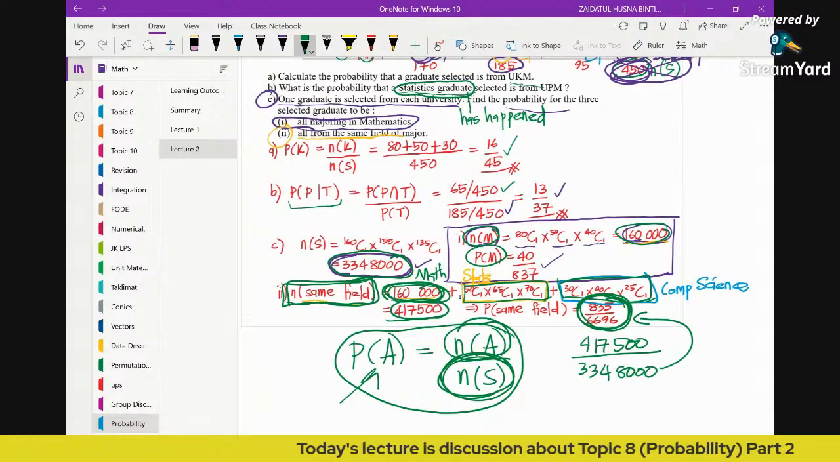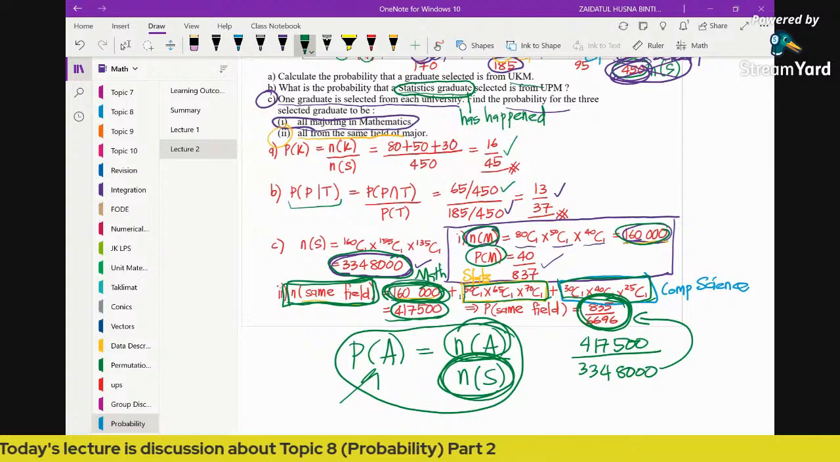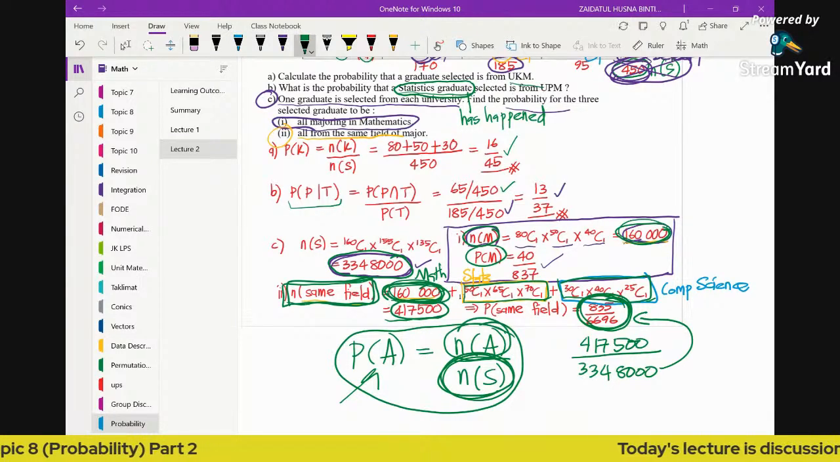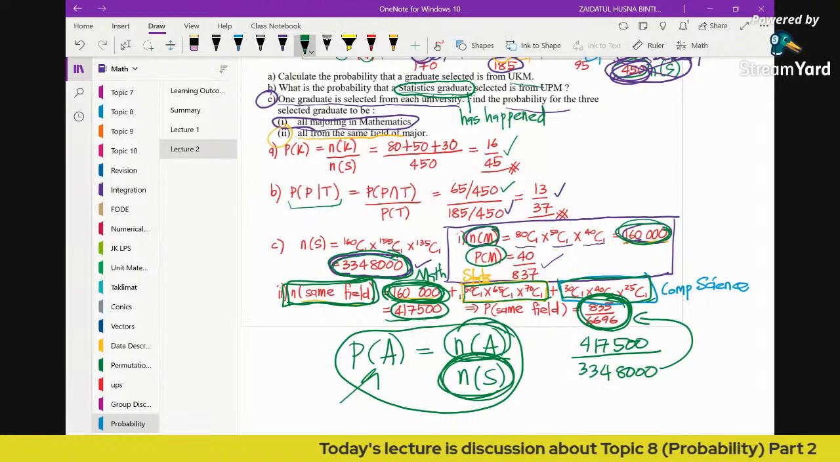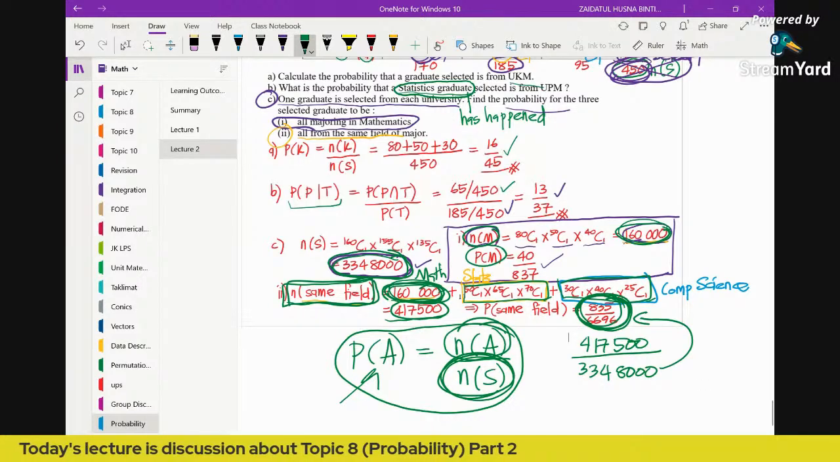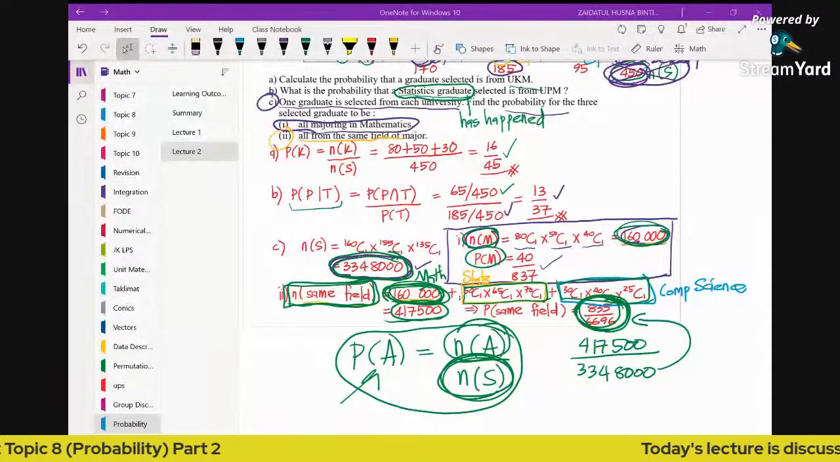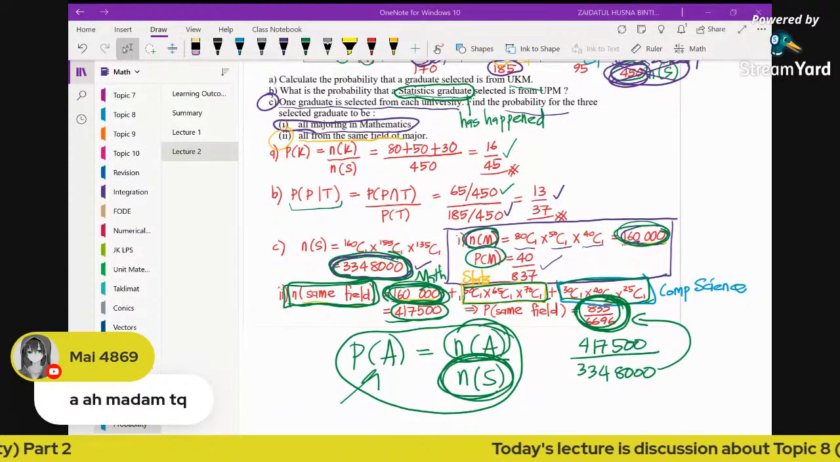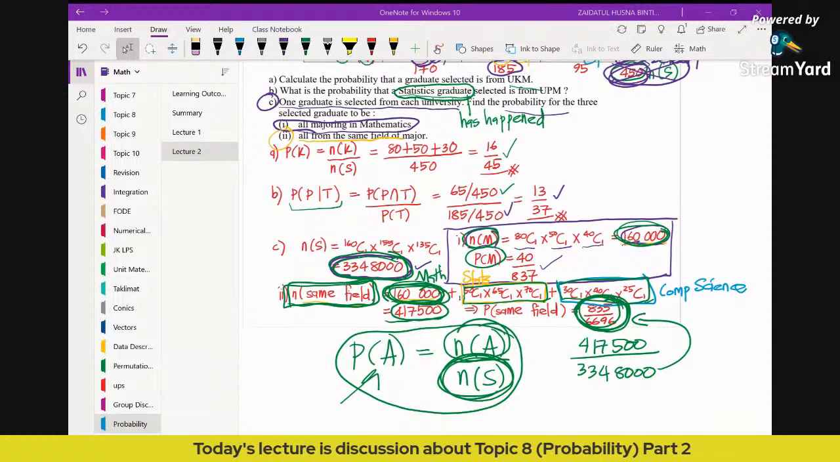So that is how we find the number of ways. Because for maths we have obtained earlier 160,000. So that is how we get the number of ways, and then we just divide by this n(S). So we will get this answer, 835 divided by 6696. Alright, so now let's wrap up this topic summary.